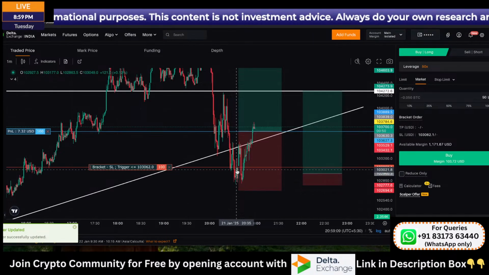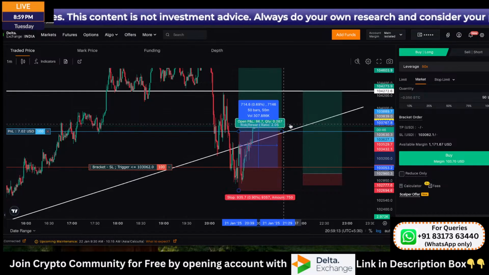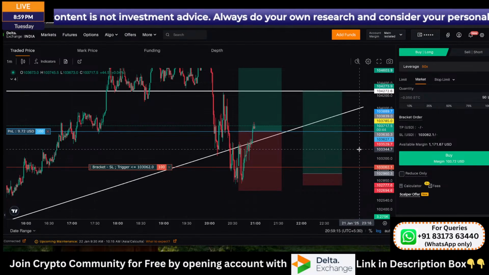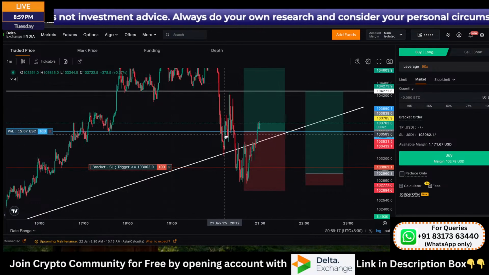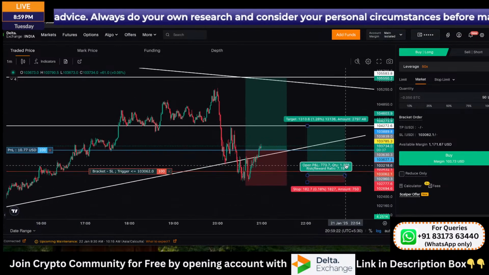If I had entered here, right, the entire quantity waiting for 70% movement, even I would have captured that 700 points. But some quantity here, some quantity here. What to do? Market is like that.